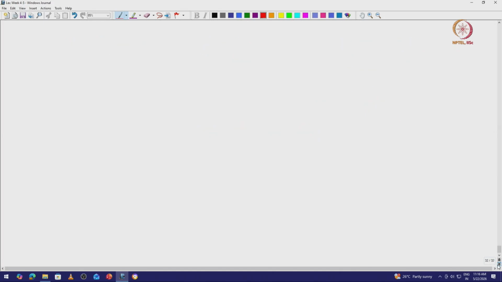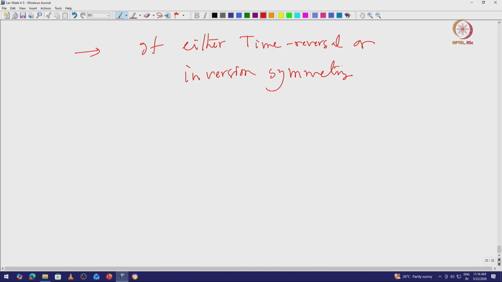So now, if either time reversal or inversion symmetry is broken, this four-fold degenerate Dirac cone can be split if time reversal or inversion is broken.